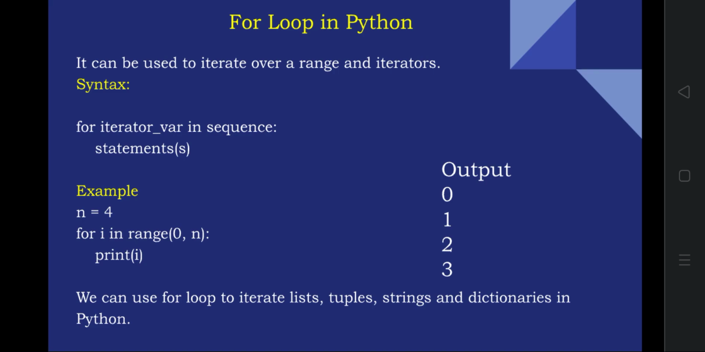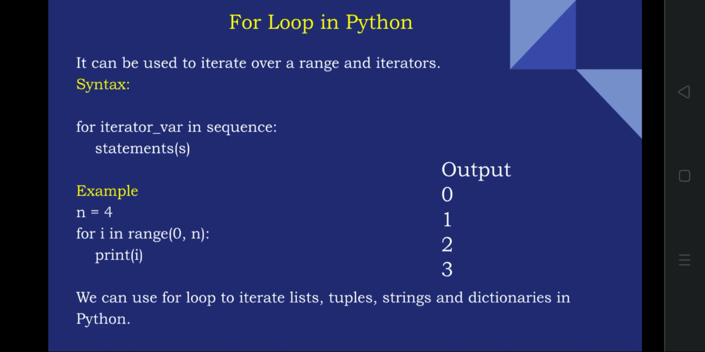Now when i is not in the range of 0 to 4, that means it has come to 4. So n is equal to 0, 1, 2 and 3. When it is executed the next time, i becomes 4, which is not in the range. Now it will come out of the loop.